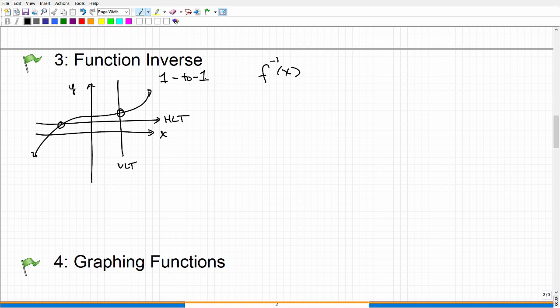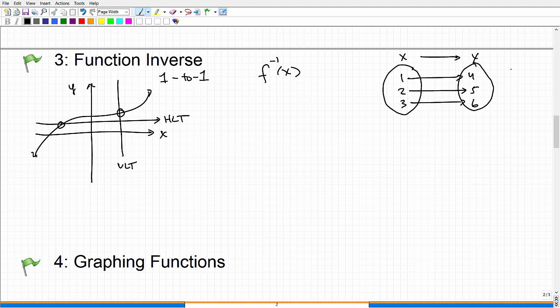Now, what is an inverse function? Let me show you a basic example, and you need to know this as well. Let's go back to our mapping diagram. X, Y. Let's say 1, 2, 3, 4, 5, 6. So 1 maps to 4, 2 maps to 5, 3 maps to 6. So this is the point (1, 4), the point (2, 5), and the point (3, 6) if I showed this graphically. This is the what? Domain. Remember, the x input values, and this is the range.